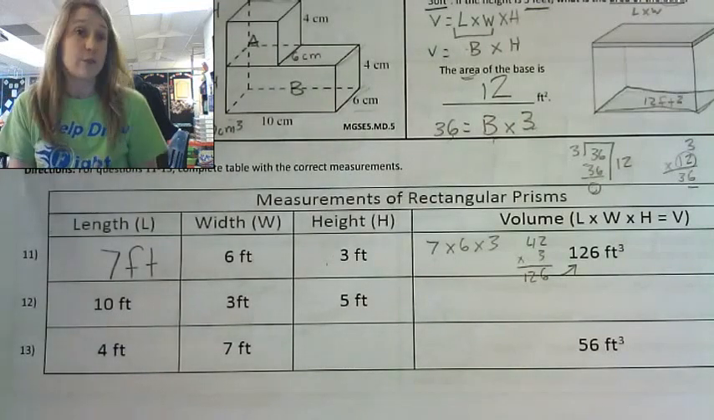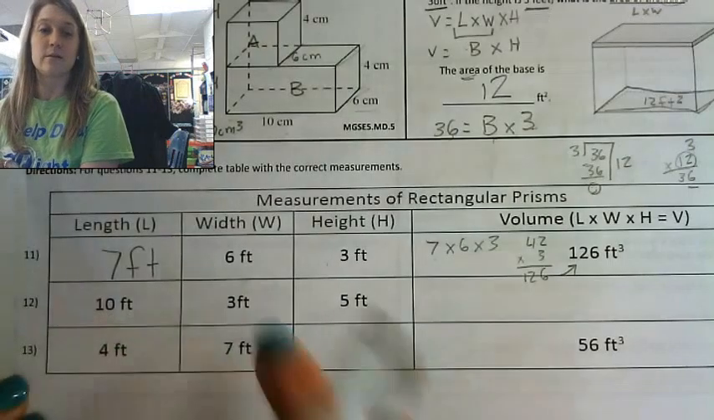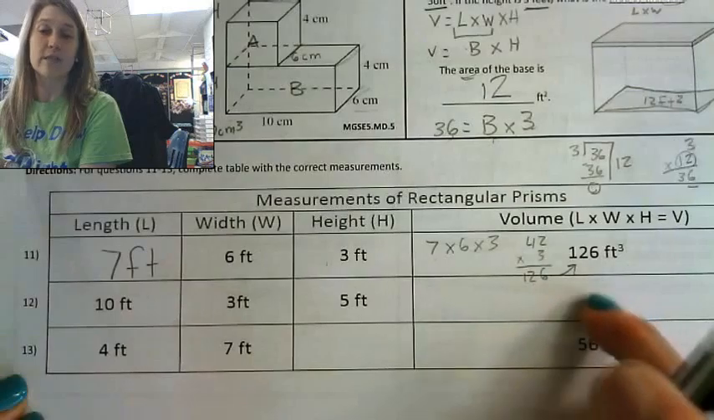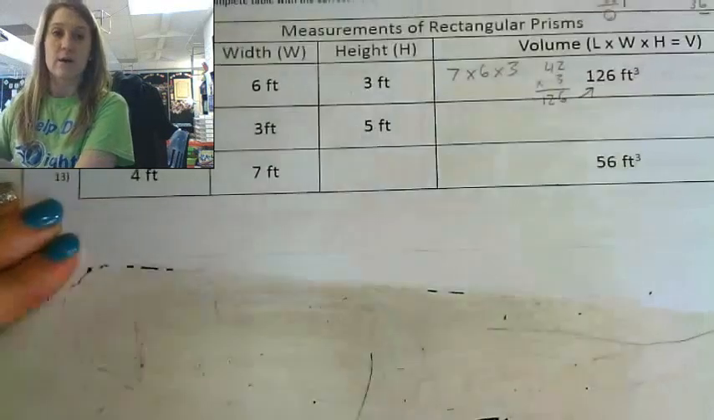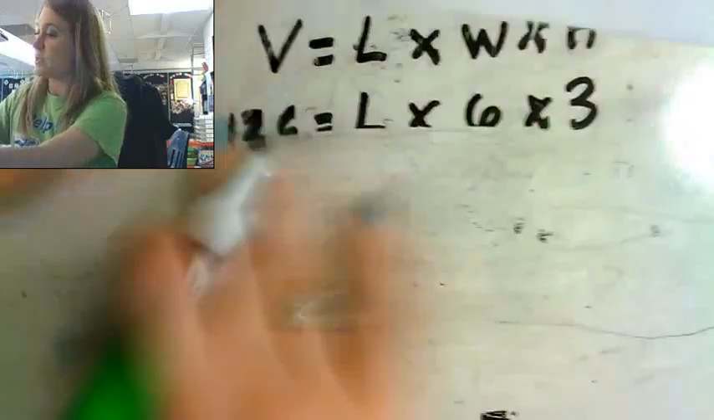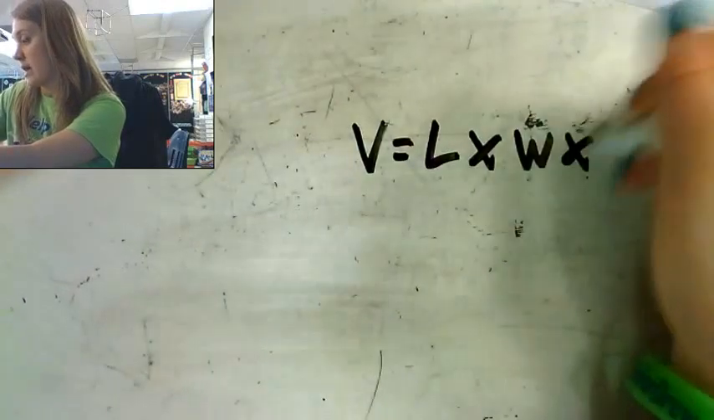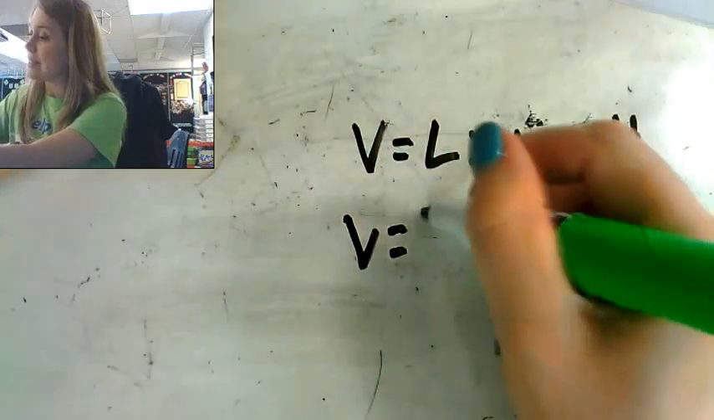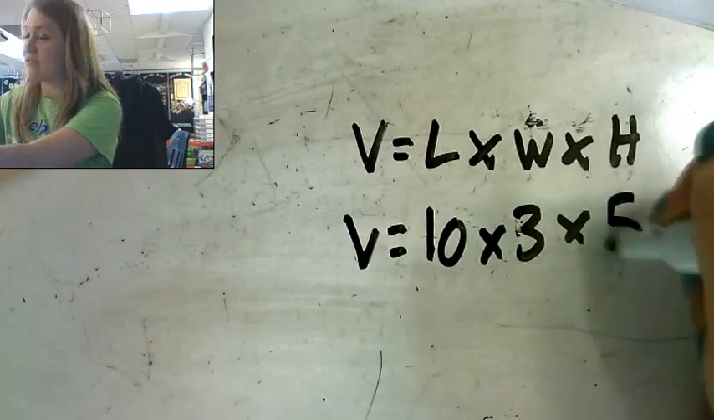Awesome. Let's do the same thing for number 12. I'm given the length of 10, a width of 3, and a height of 5. So what I'm trying to find is the volume. All right, so let's do some math. First thing I'm going to write down is my formula. Volume equals length times width times height. I don't know volume. My length is 10. My width is 3. My height is 5.